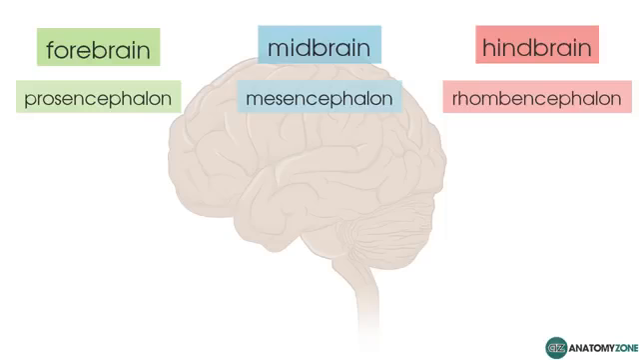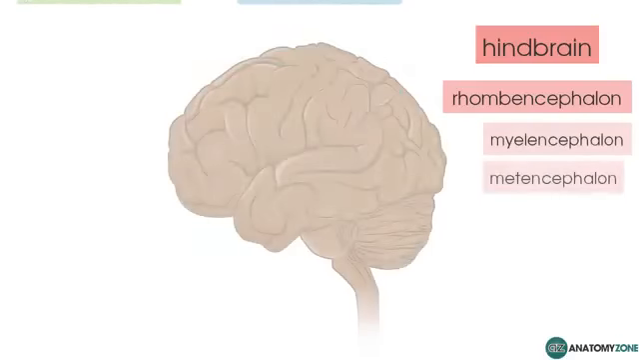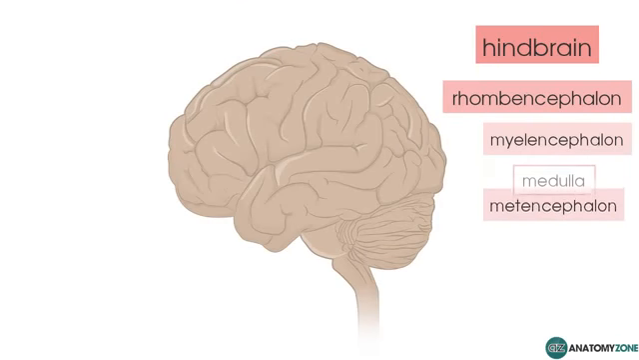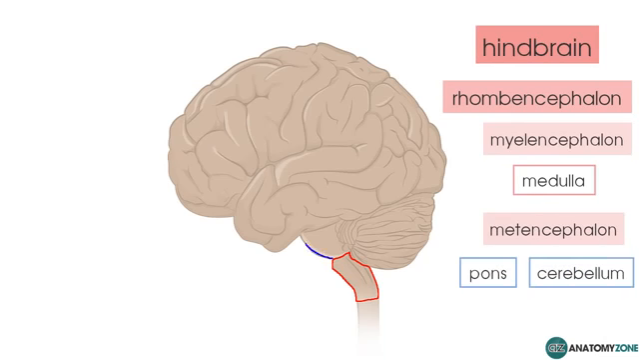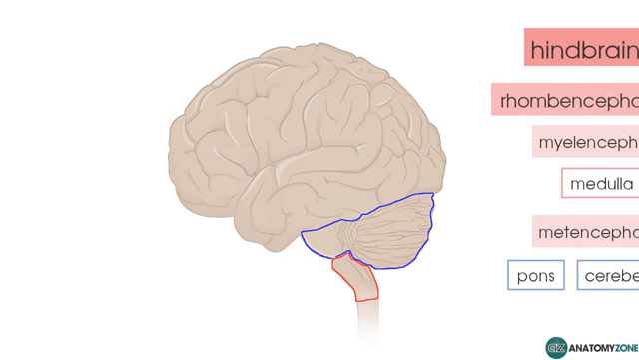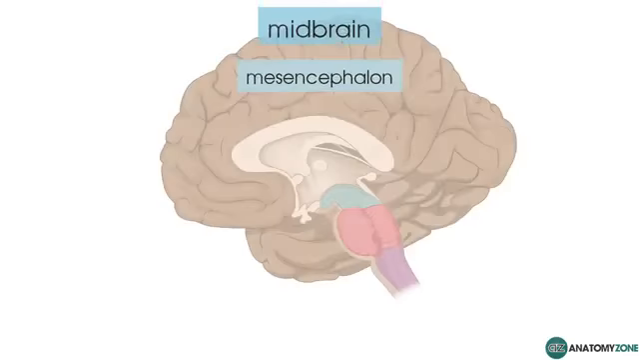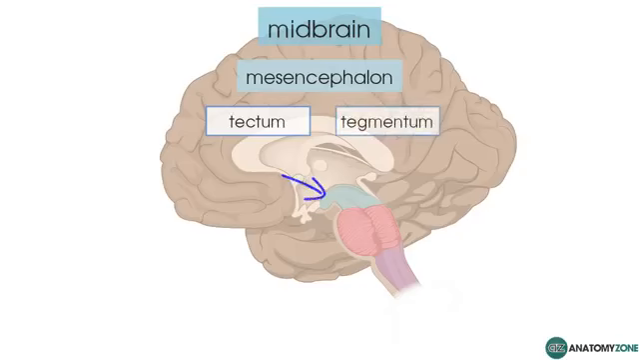Now the hindbrain can be broken down further into the myelencephalon and the metencephalon. The myelencephalon develops into the medulla, which you can see that I've outlined in red. The metencephalon forms the pons and the cerebellum, and you can see that I've outlined those structures in blue. The midbrain is referred to as the mesencephalon, and the midbrain consists of the tectum and the tegmentum, and you can see it highlighted here in this light blue colour.